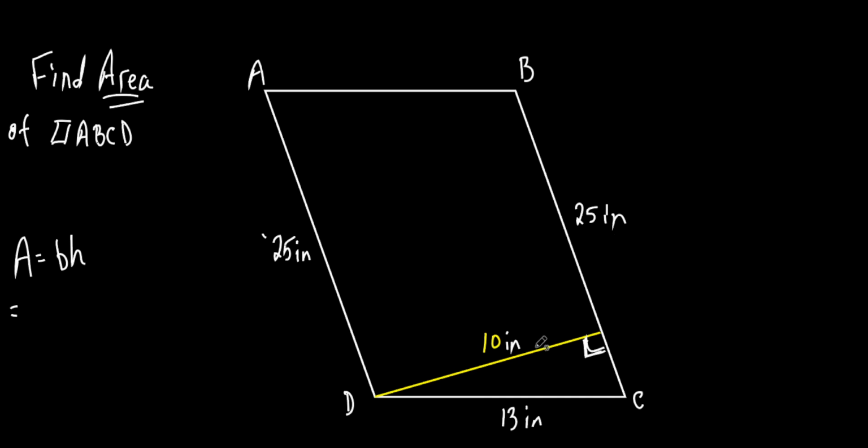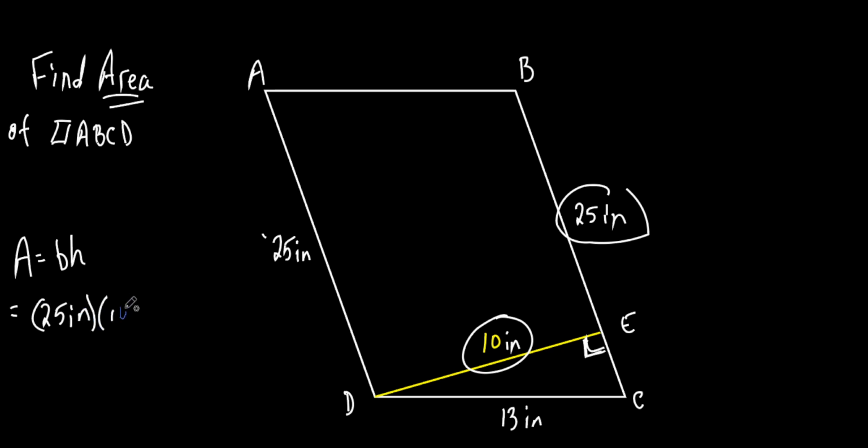Do we even use the 13? No, we don't even use the 13. It's got nothing to do with the area, because I don't know anything that's perpendicular to this. This D, whatever it is, I don't put a letter, we'll just call it E. This DE is perpendicular to BC. So that's your base and that's your height. And that's the trickiest part about doing this, is knowing which one is the base and which one is the height. So what do we do? 25 inches times the height, which is 10. We can do that in our head without a calculator, can't we?